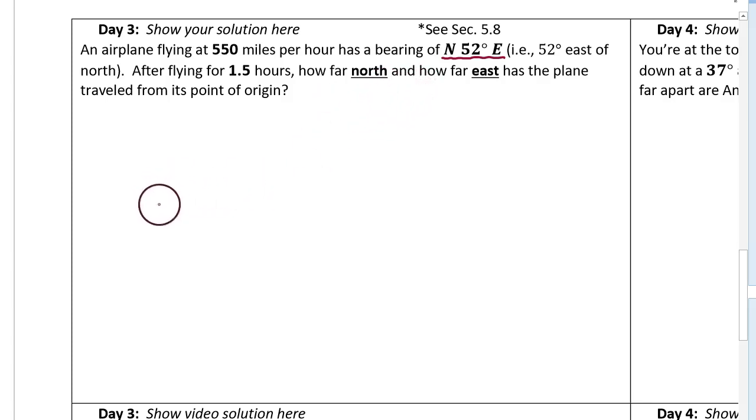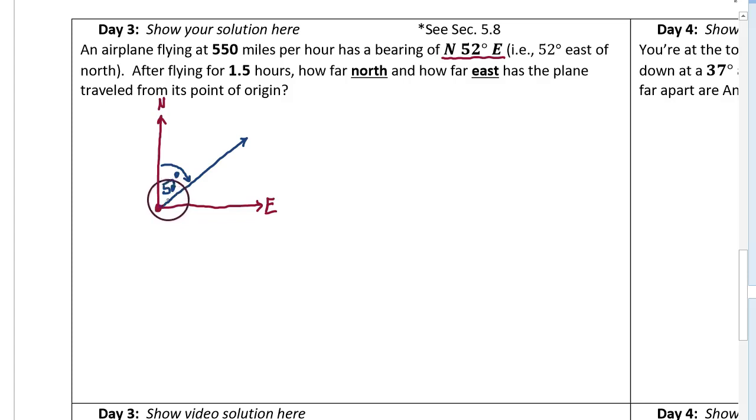Let's sketch a diagram for this. Let's say that this dot is the point of origin, where the airplane starts from. On a compass, going straight up from that would be north, and going straight to the right would be east. So what's the airplane's direction of travel? If the bearing is north 52 degrees east, which means 52 degrees east of north, that means it's flying this direction, where this angle is 52 degrees.